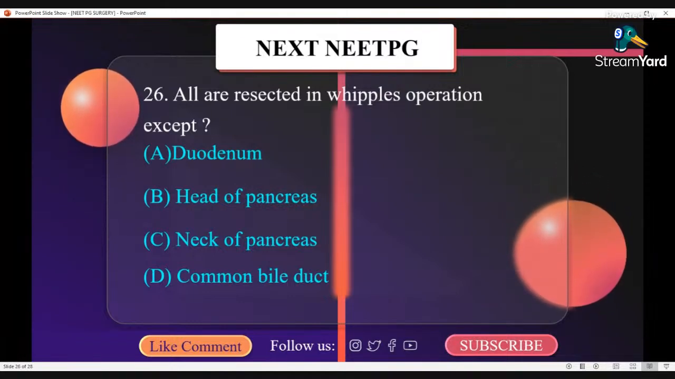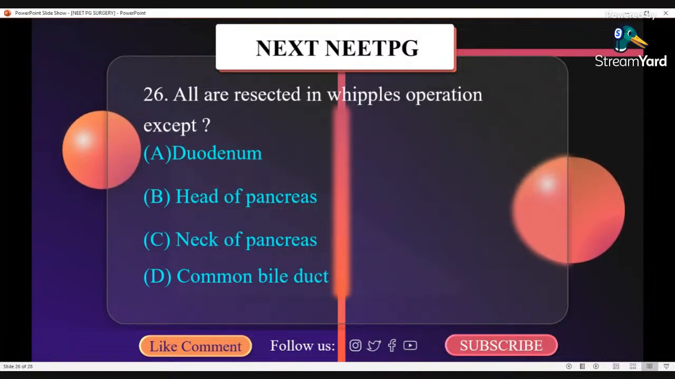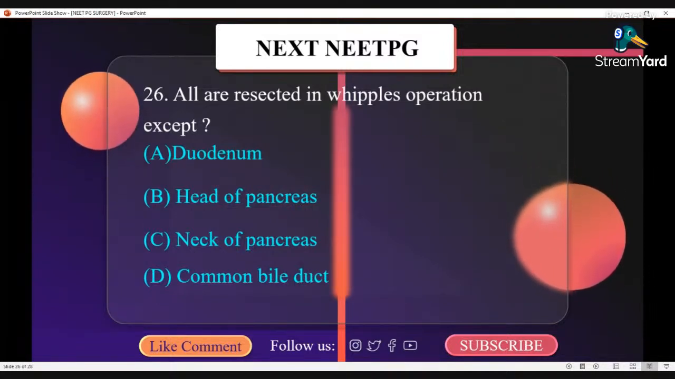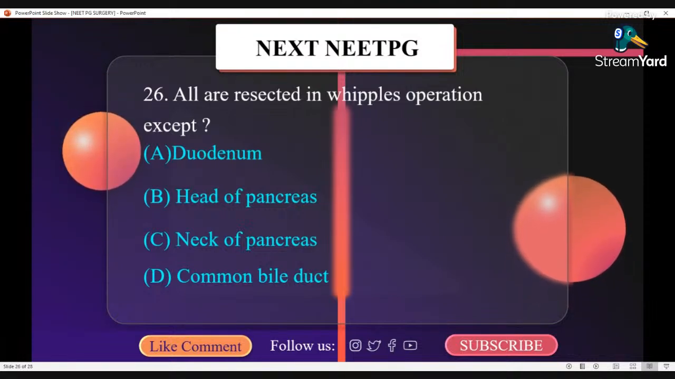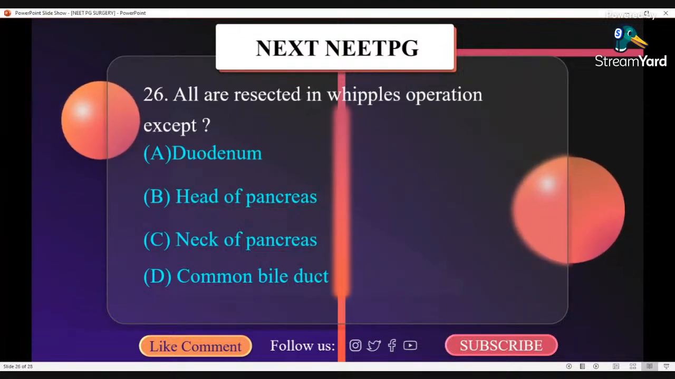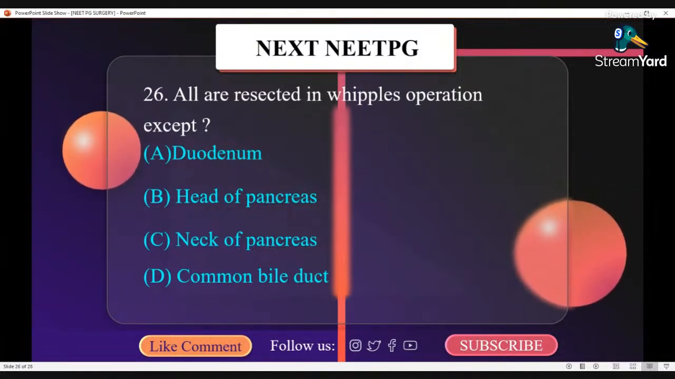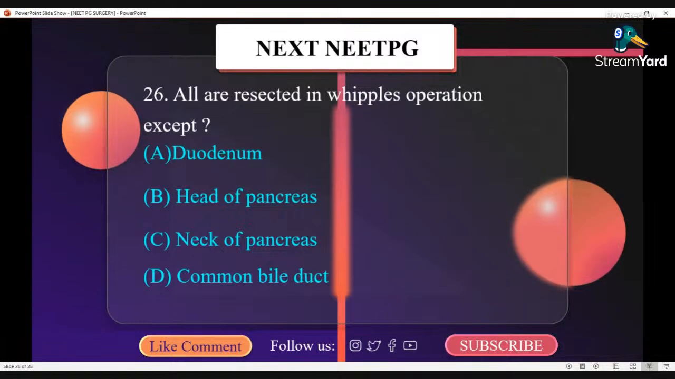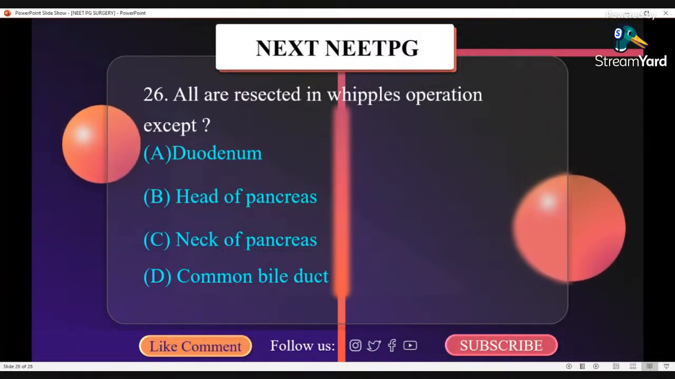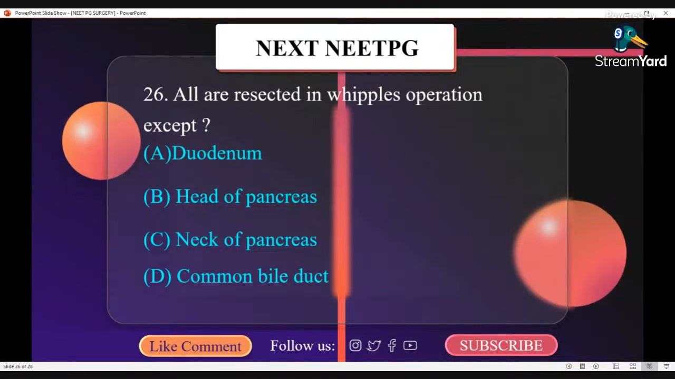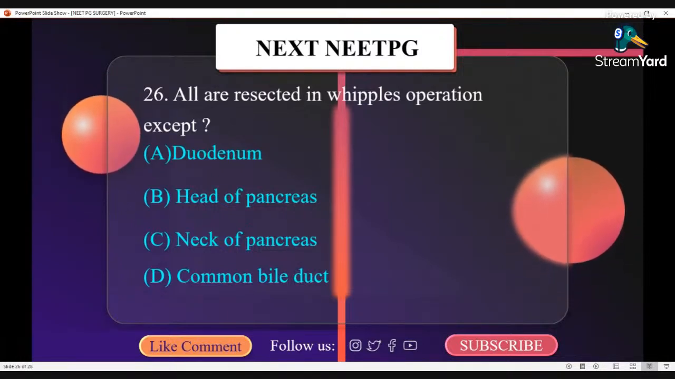Whipple's operation is pancreaticoduodenectomy. It is most commonly performed operation for carcinoma head of pancreas. It includes resection of distal stomach, duodenum, gallbladder, proximal jejunum, CBD, regional lymphatics, and head of pancreas. Restoration of gastrointestinal continuity requires pancreaticojejunostomy, choledochojejunostomy, and gastrojejunostomy. So the correct answer here is neck of pancreas.